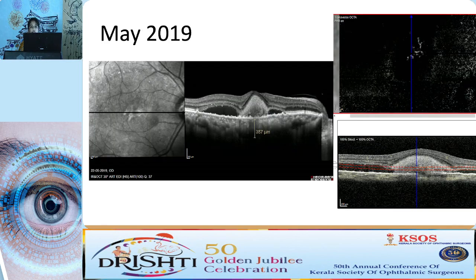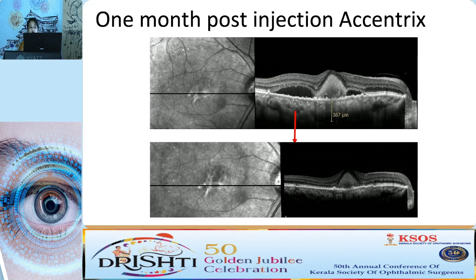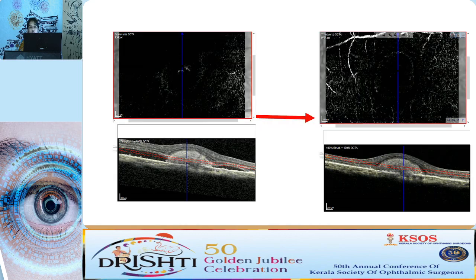So at that point, we just repeated the OCTA. The network showed a slight increase. Considering the increase in network, we gave one injection of Accentrix. There was good resolution of subretinal fluid, but the fibrin remained. As we know, fibrin will take a long time to resolve, but he had good visual improvement, and this is the OCTA pre and post injection, which showed good resolution of the network.